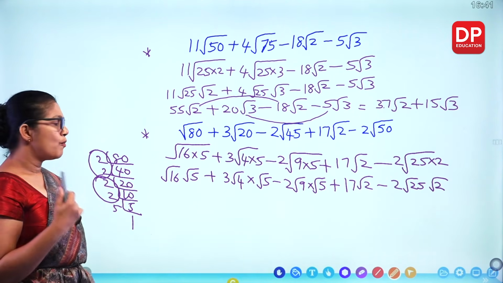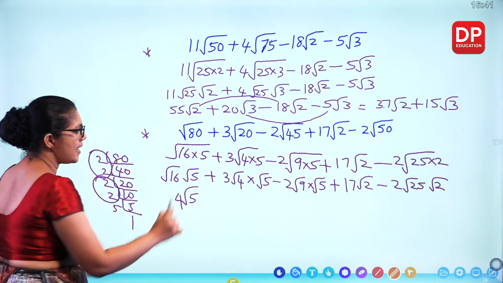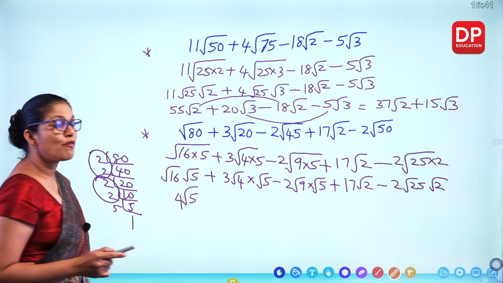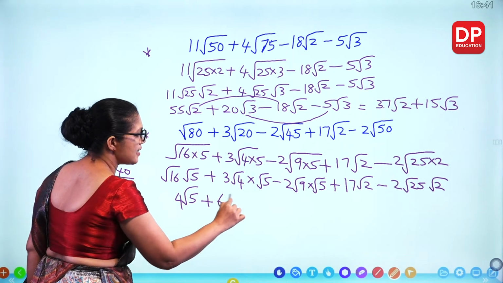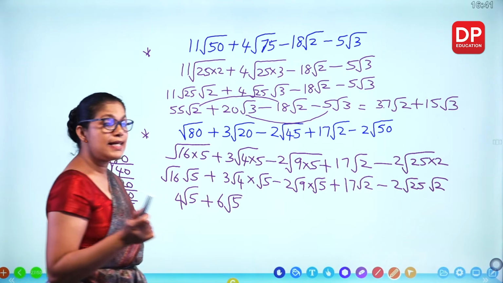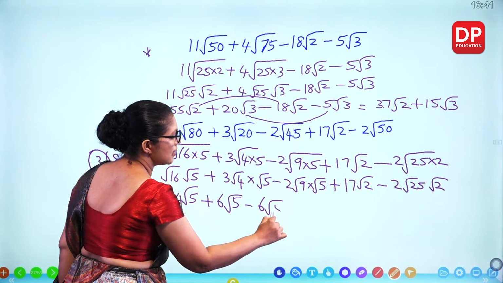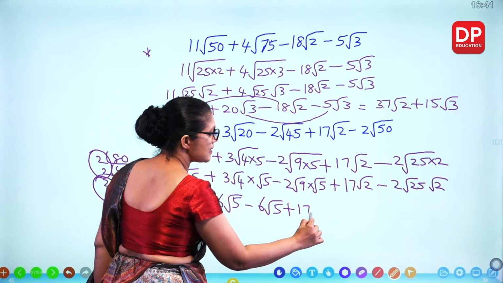Now what's square root of 16? 4. I can write this one as 4 root 5. What about this one? Square root of 4 is 2. 2 times 3 is 6. I can write 6 root 5. What about this one? Root 9 is 3. 3 times 2, 6. I can write 6 root 5. This one I have to write as it is.